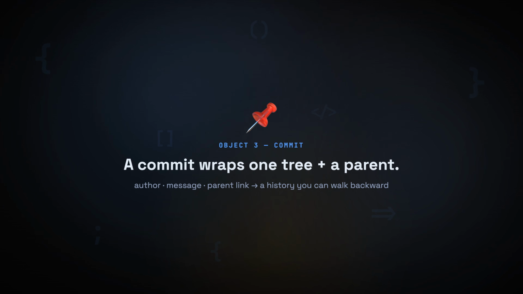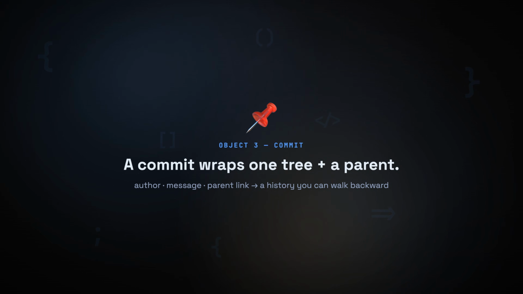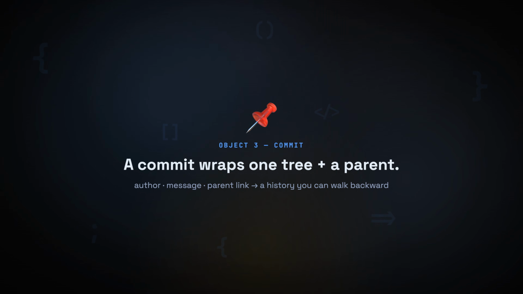Now you need to know who took that snapshot and why. That's the third object, the commit. A commit points to exactly one tree, the complete snapshot of your project. It records an author and a committer with timestamps, a message explaining the change, and a pointer to its parent, the commit that came before. That parent link is the thread that turns a pile of snapshots into a history you can walk backward through.